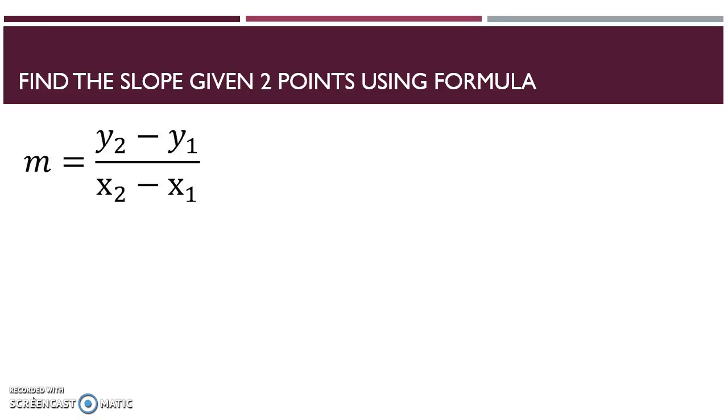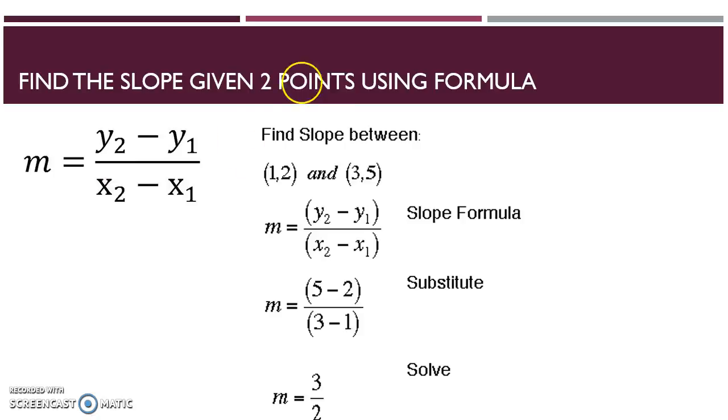Many of you are familiar with the slope formula. M, or slope, is equal to y sub 2 minus y sub 1 divided by x sub 2 minus x sub 1. These subscripts are not the same as superscript, so this is not saying y squared. This is saying the second y and the first y. This is the second x and the first x. So let's try to find slope given 2 points using the formula.